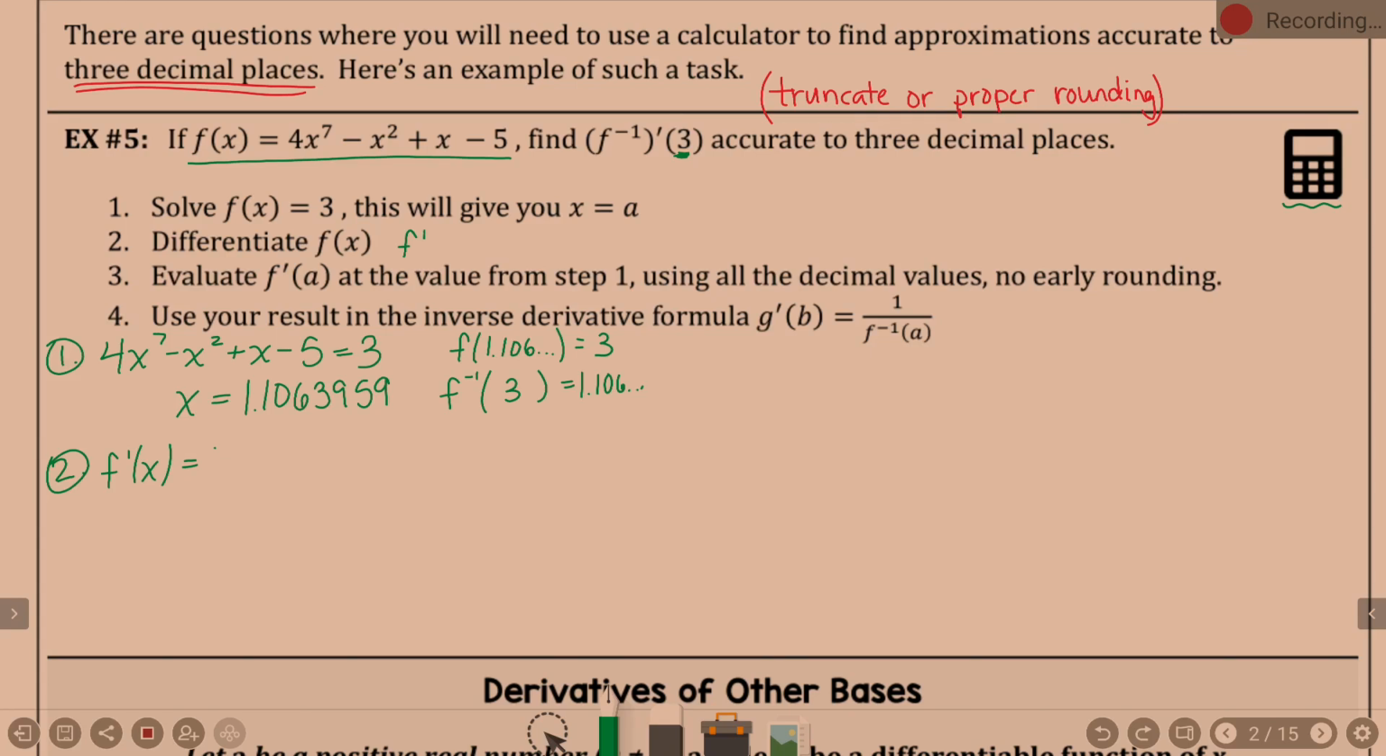derivative. Yes. Trust me, I could tell by the abrupt silence that I just lost them somehow. 28x to the 6. Okay, I like this. Minus 2x plus 1. Okay, are we good? Yeah. Maybe. That took a moment there. Okay, differentiate f of x, which we did.